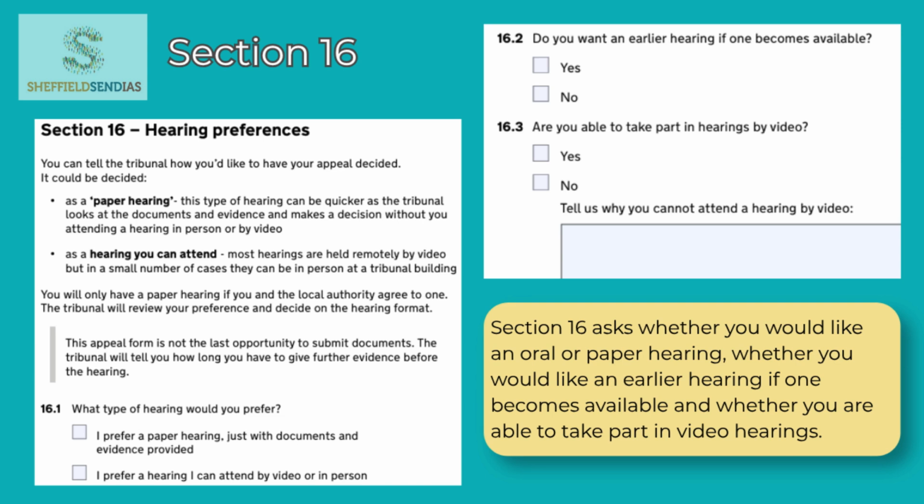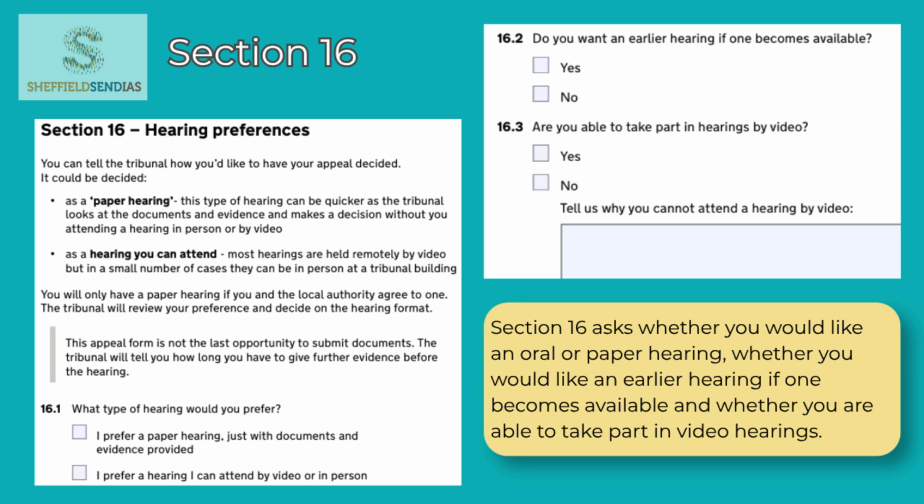Oral hearings are usually held online by a secure video link, but you can request an in-person hearing if needed. They give you the opportunity to explain your case directly, ask questions, and respond to any issues raised during proceedings, but there is generally a longer wait for oral hearings. The local authority will be able to provide their views on whether there should be an oral hearing or a paper hearing, and it's the tribunal who decides.